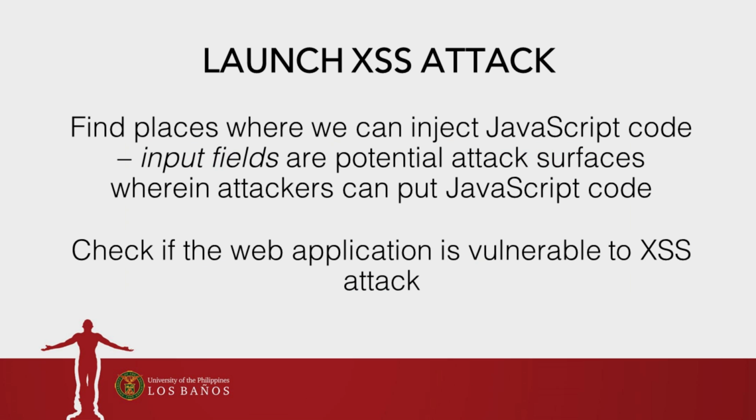So how do we launch an XSS attack? First, we find places where we can inject the JavaScript or malicious code. One usual location is an input field. In Elgg, there are several input fields in the profile page where we can inject the code. If we try to inject a JavaScript code into a web application and the code is executed, it means that it is vulnerable to XSS attack. I will not be discussing the lab tasks 1 to 3, so please make sure to accomplish it first before you continue to listen to this discussion.